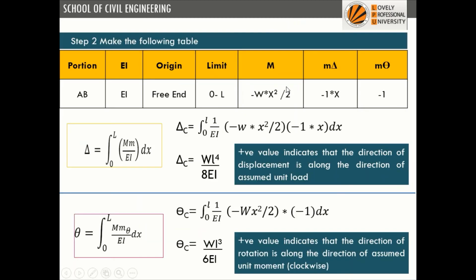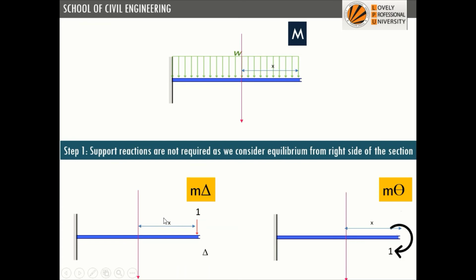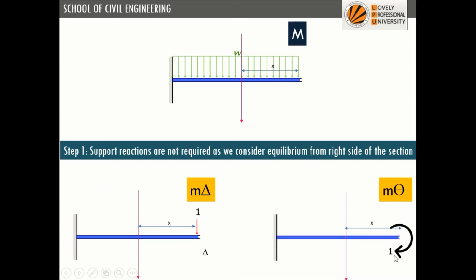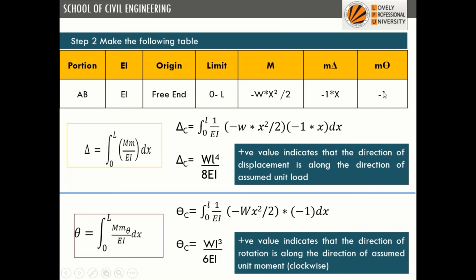So directly we will write minus Wx square by 2, because this is a hogging moment. Now M in delta. For M in delta, it is a point load at the free end, so it will be 1 into X. What is the nature? It is hogging, so it will be minus 1 into X. For M into theta, we have put a clockwise moment, so it is already a moment and we don't have to multiply by distance; it will be either plus 1 or minus 1. If we closely see, the deflected shape is hogging, so this is going to be minus 1. So M theta will be minus 1.